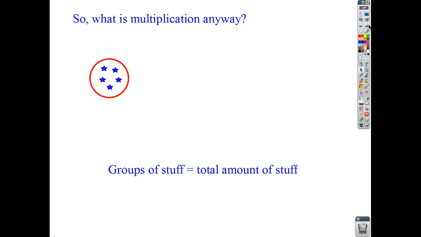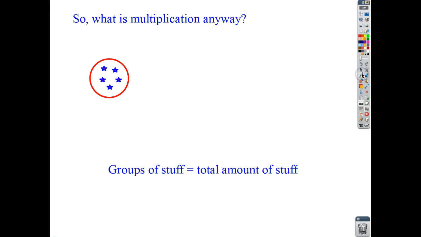So here's what I wanted you to start with. First of all, what is this idea of multiplication? What does multiplication mean? Well, it's really just saying I've got groups of stuff, and it's going to make some total amount of stuff. So when I'm multiplying, I'm looking for this total amount of stuff, and I'm going to have groups of stuff. That's what the circle represents. The circle represents a group, and I have stuff inside of it. So here I would have one group of 5, so that would be 1 times 5.